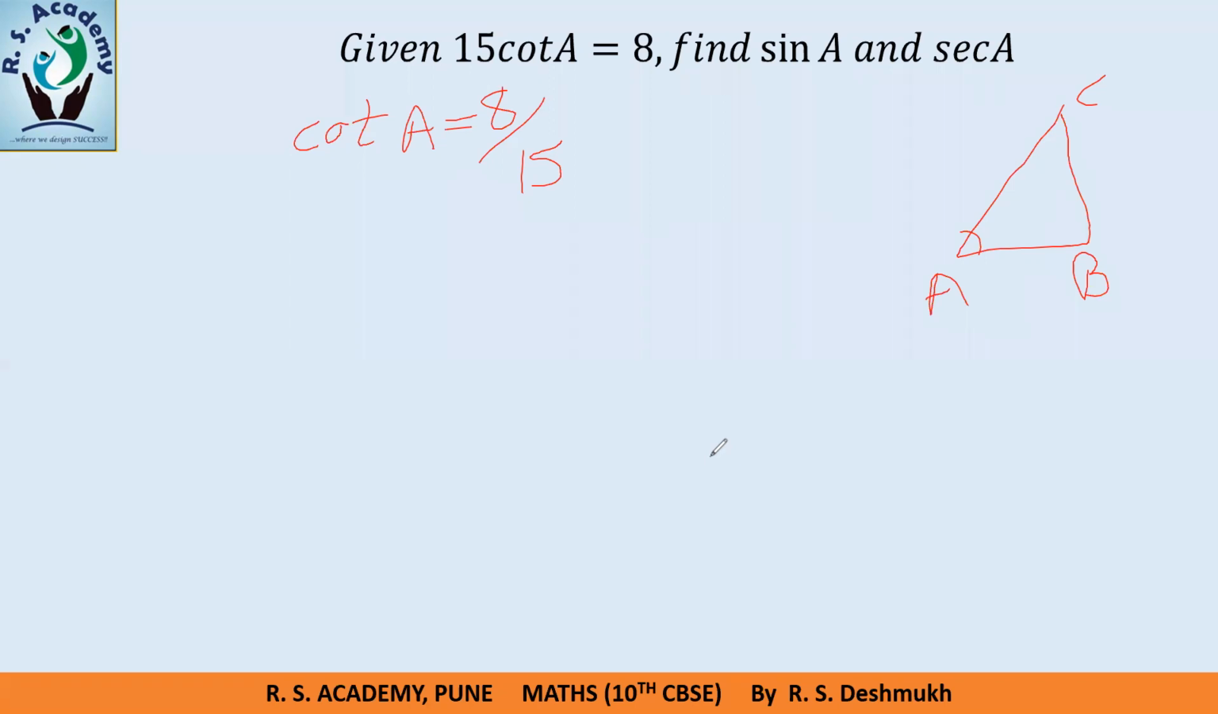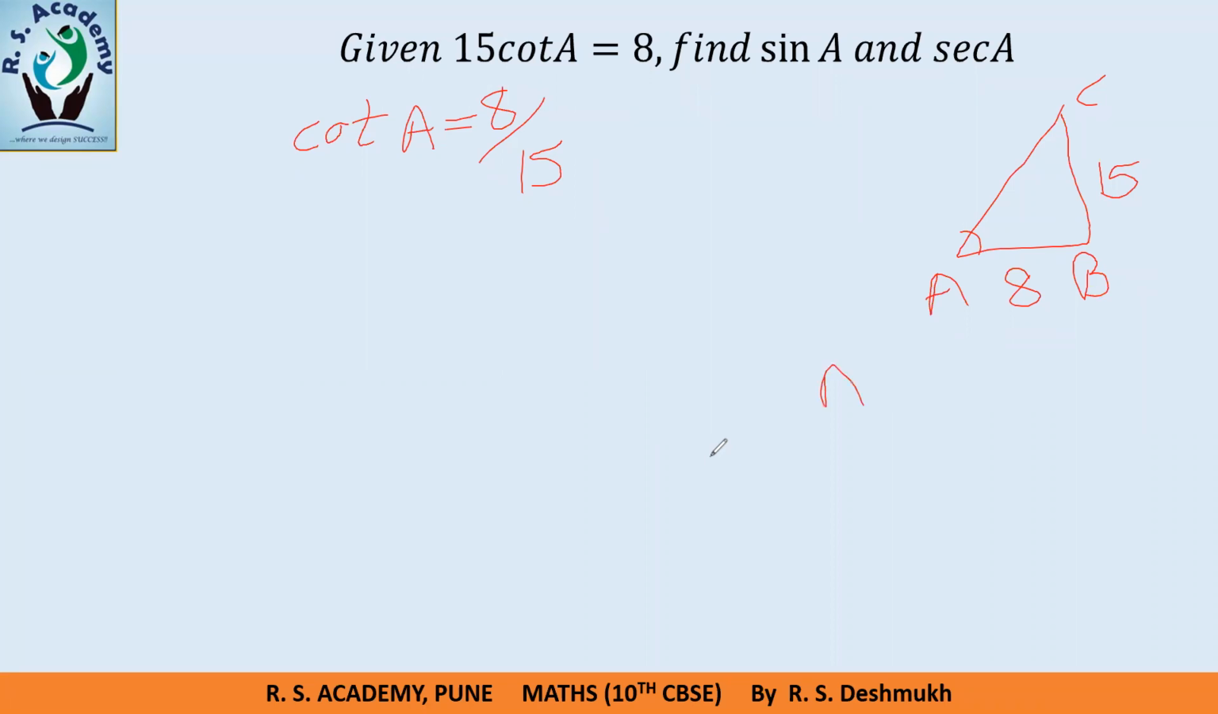Yes, anyone? No. So tan A is opposite upon adjacent. Cot is opposite to that, so it is adjacent upon opposite. So this side will become 8 and this side will become 15. That is the first thing. If I know this, what will I do next?